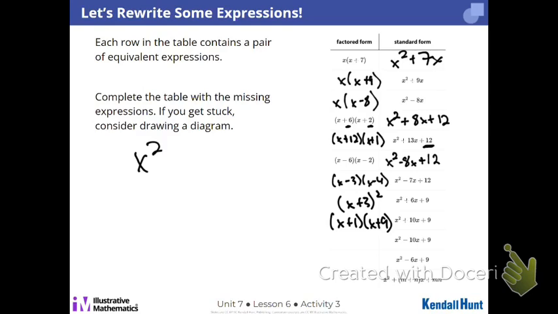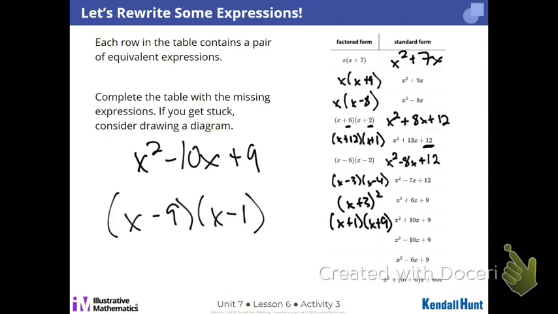Next one, x squared minus 10x plus 9. So similar, but that middle term's different. Ivy. X minus 9 and x minus 1. It has to multiply to be positive, but add to be negative. That's how we know we need the negative negative. Again, just a reminder, we can see x-intercepts of 9 and 1 and a y-intercept of 9 by doing this. So x minus 9, x minus 1.